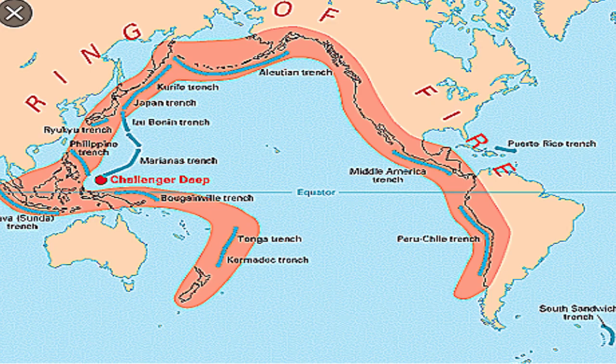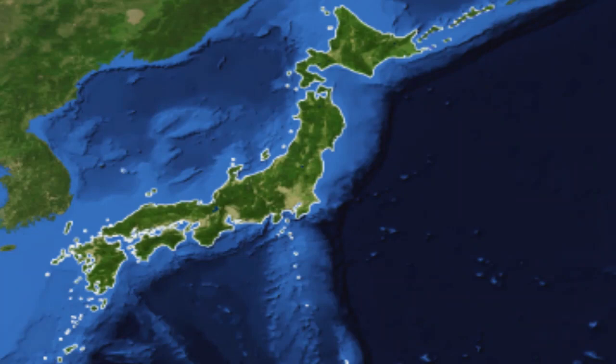Island arcs. Island arcs are a chain of islands caused and formed by volcanoes. A perfect example is the Japanese islands.